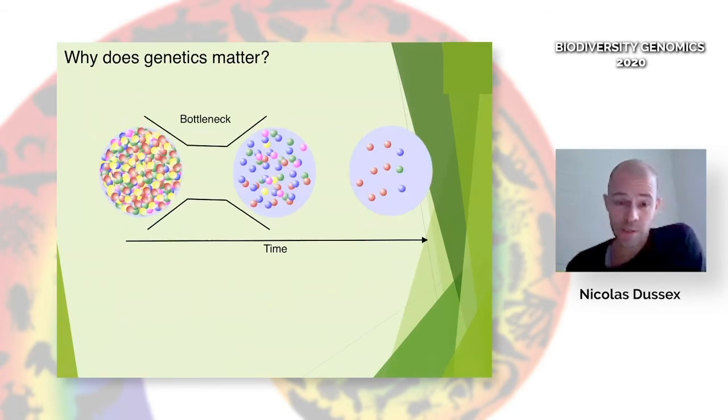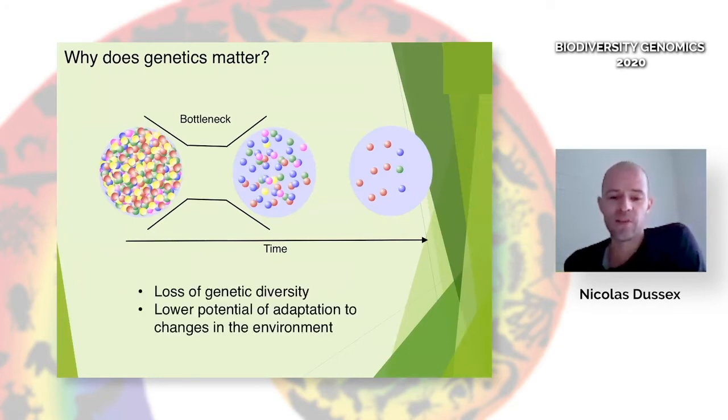So why does genetics matter? When populations go through what we call a population bottleneck, they will lose genetic diversity. And this genetic diversity actually represents the adaptive potential of a species. So it's important to have as much genetic diversity as possible to cope with future changes in the environment.